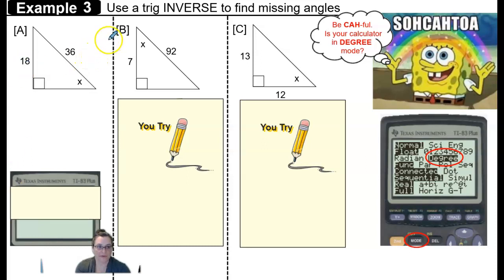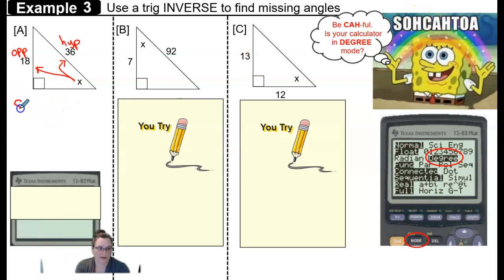So welcome back to example 3 in our notes for triangle trig. In example 3, we have x as our angle, and we're given the side opposite of x, and that's 18. We're also given the length of the hypotenuse, which is 36. And we know from the acronym SOHCAHTOA that the sine is the ratio of the opposite over the hypotenuse.